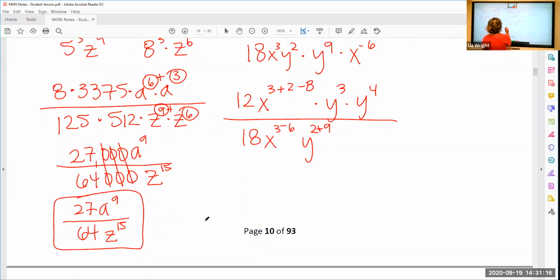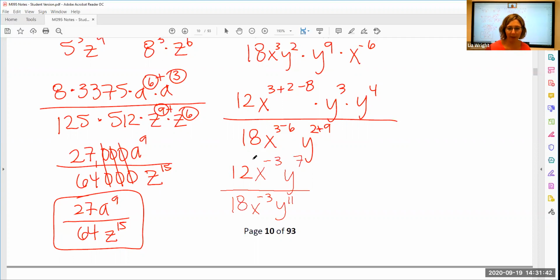And so here for our number, we're still going to have 12. We've got up here, we've got 5 minus 8, which is going to give us a negative 3. And then here for our y's, we've got 7. Then in our denominator, we've got 18x to the negative 3, y to the 11th. All right, so here at this moment, I'm hoping you see that the x's are actually just going to cancel out, right? Because you have x to the negative third over x to the negative third, which is the same exact number over the same exact number, which is going to reduce to 1. And so our x's are actually just going to completely cancel out.